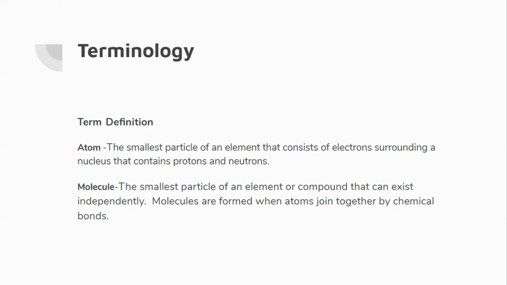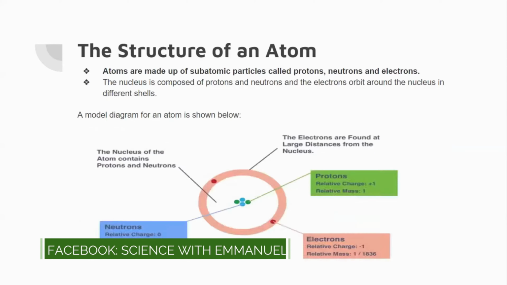Definition and structure. An atom is the smallest particle of an element that consists of electrons surrounding a nucleus that contains protons and neutrons. A molecule is the smallest particle of an element or a compound that can exist independently. Molecules are formed when atoms join together by chemical bonds.